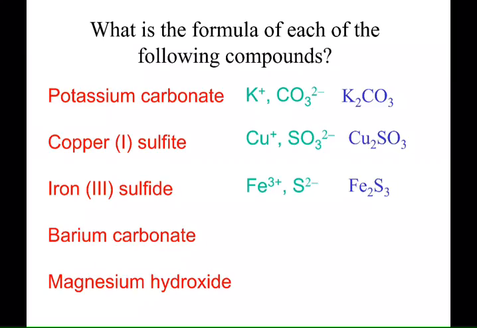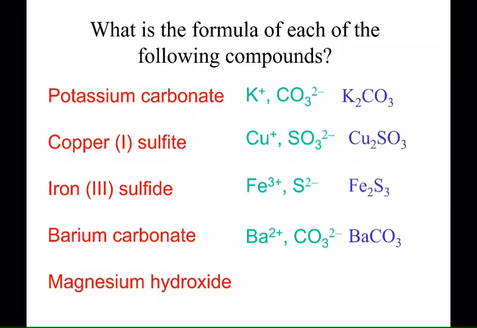Barium carbonate. Barium is 2A, so it's a +2. Carbonate is CO3 2-. Now this is an example where if you crisscross, you get 2 of each, but actually to be correct, you need to reduce that to 1 of each. If you can take the subscripts and divide them by a whole number and get another set of whole numbers, that's another way to look at it. So it's 1 of each, so BaCO3.